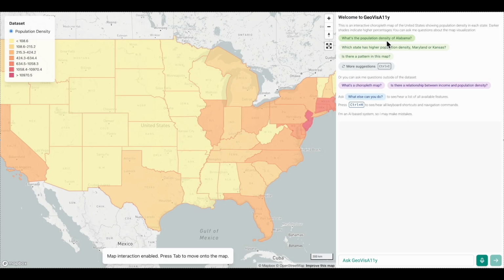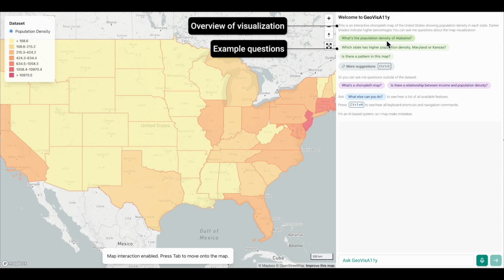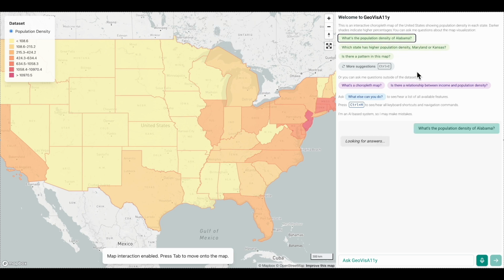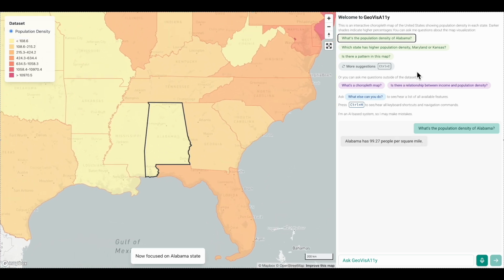Upon loading the web page, users are presented with an overview of the visualization and the example questions they can ask the system, including: What's the population density of Alabama? Looking for answers. Alabama has 99.27 people per square mile. Now focused on Alabama state.